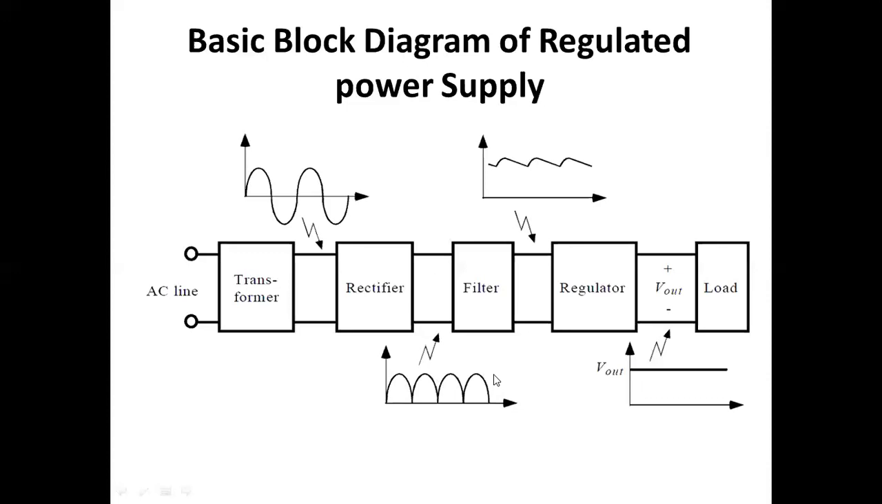A diode is nothing but an uncontrolled switch. There is no other terminal to control that particular anode to cathode supply. Therefore, the diode rectifiers are uncontrolled rectifiers. Here, this is nothing but the block diagram of the regulated power supply.